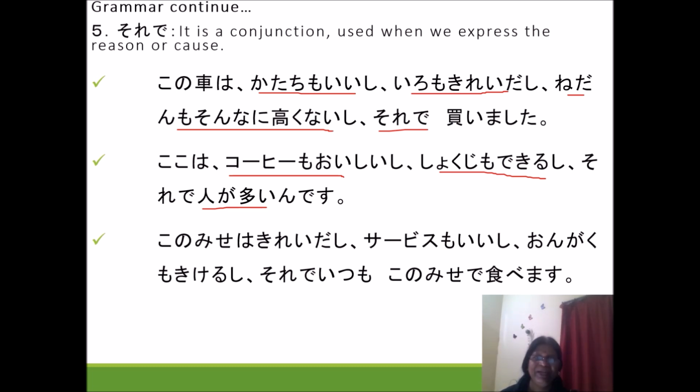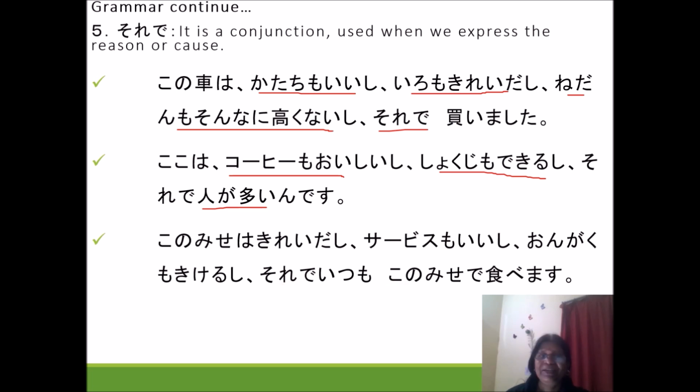Come to the next sentence. Kono mise wa kirei da shi, sabisu mo ii shi, ongaku mo kikeru shi, sore de itsumo kono mise de tabemasu. This shop is clean, or you can say also beautiful. Sabisu mo ii shi, the service is good. Ongaku mo kikeru shi, you are able to listen to the music. Sore de itsumo kono mise de tabemasu. That is the reason I always eat in this shop.